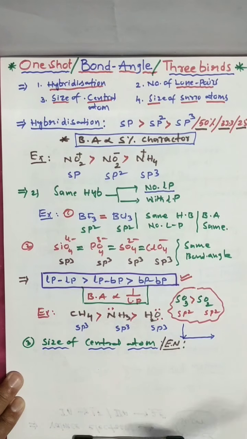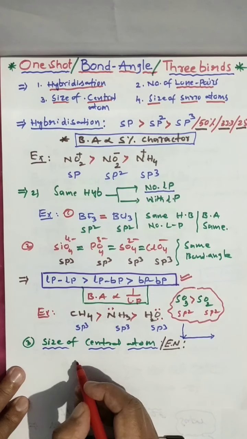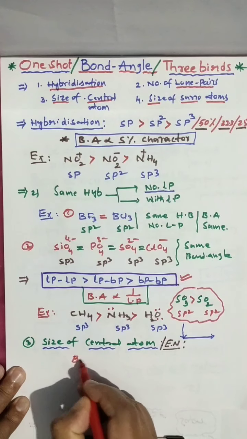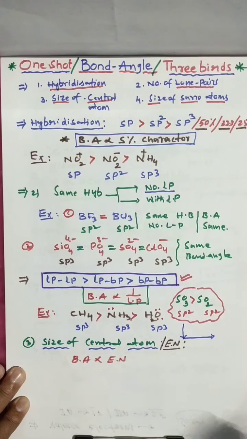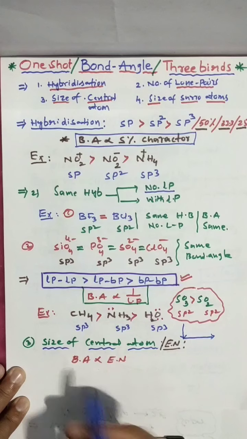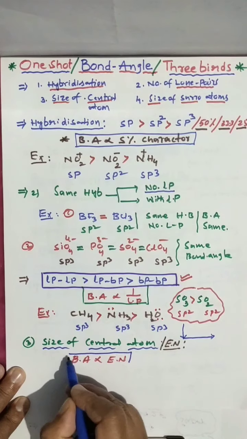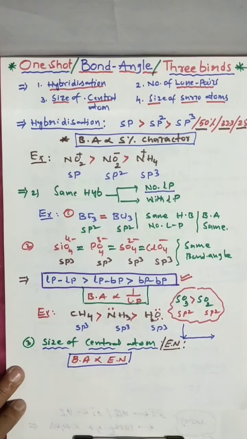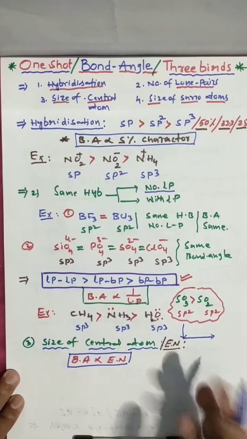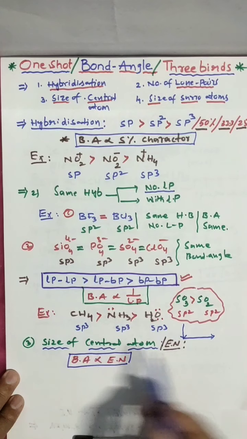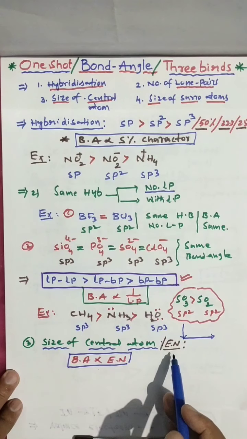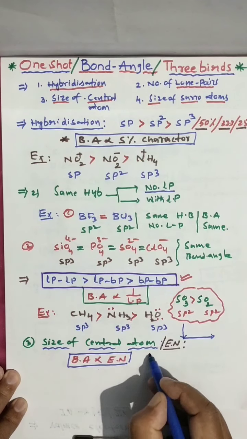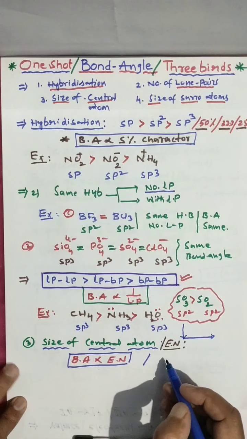Now I am comparing with electronegativity. Bond angle is directly proportional to electronegativity. If electronegativity of the central atom is more, bond angle is also more. Clear? So if we don't know the electronegativity, then you go for size. Left to right, size decreases and electronegativity increases. Remember, size and electronegativity are inversely proportional.